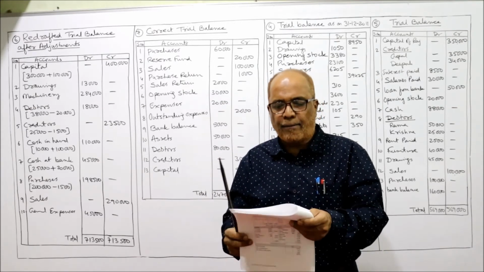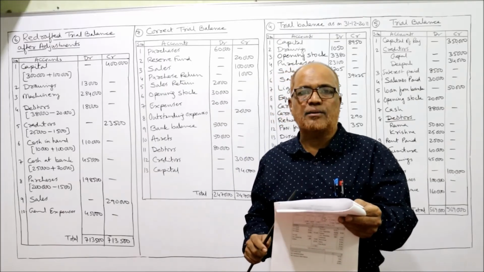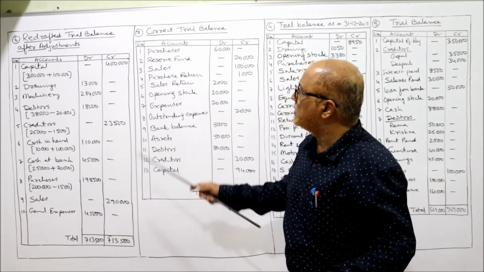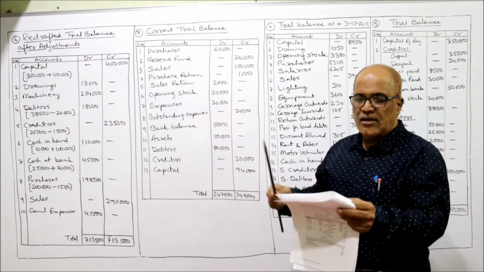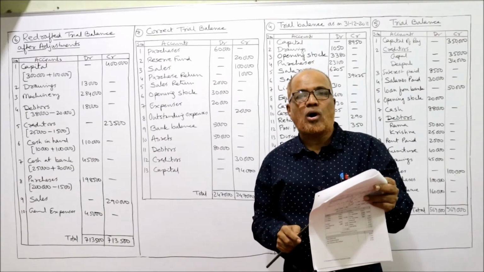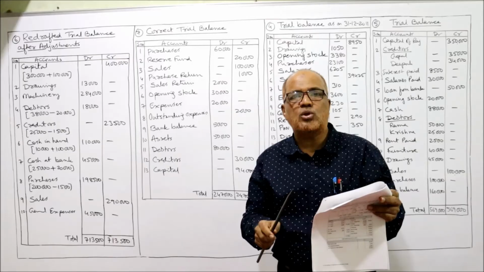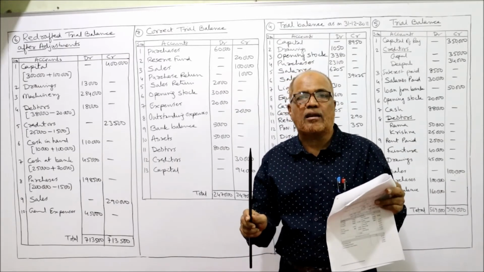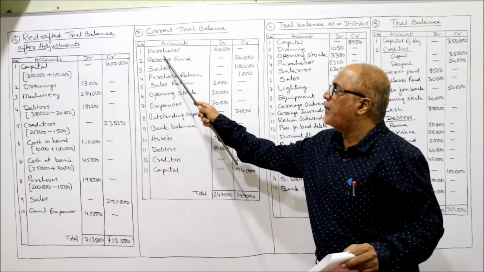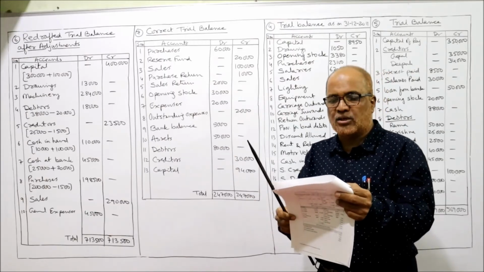Now here, purchases. Now we'll see what are the items. Purchases, debit side. Correct trial balance. Purchases debit column 60,000 is given. It is correct. Purchases will show debit balance only. No difference, no error, no mistake. So purchases debit side 60,000.